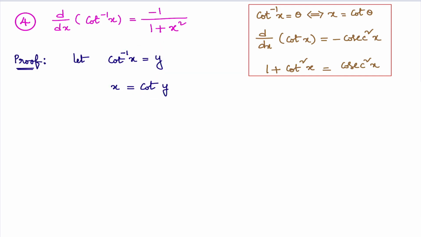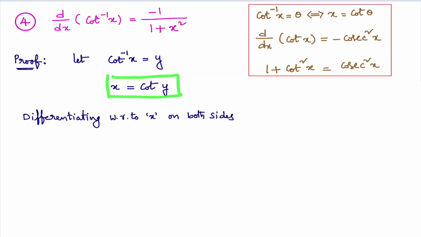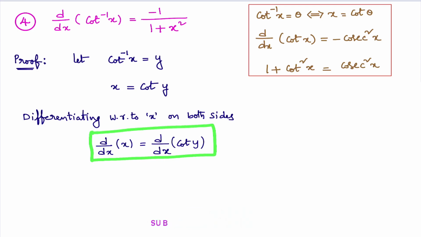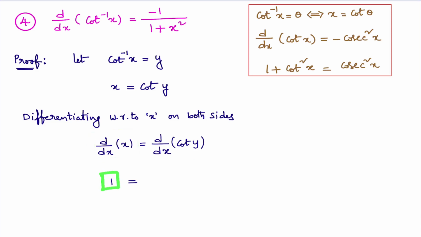Now, for this equation, I'll differentiate with respect to x on both sides. Differentiating with respect to x on both sides means you just write d by dx on both sides like this. Look here, d by dx of x equal to d by dx of cot y. I just wrote d by dx on both sides of this equation. Very frequently we are using this. Derivative of x with respect to x is what? It is 1.